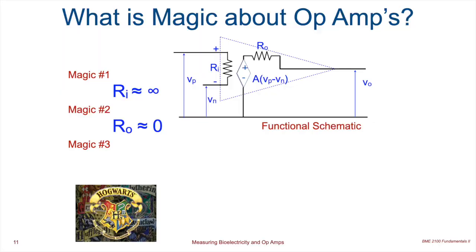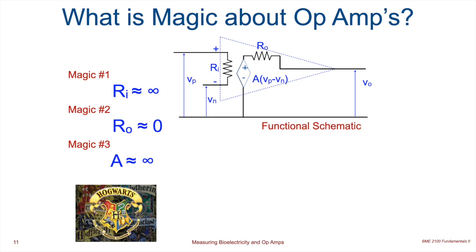Magic number two is the output resistance. The Ro is 0. So this thing doesn't waste any energy. All the energy that comes out of the amplifier goes right out to the output, doesn't flow through that resistor, or that resistor is 0, so it doesn't consume any energy. And wouldn't it be nice if that were real? It's not real, but it's pretty close to real. And the numbers achieved are very close to 0, as it turns out.